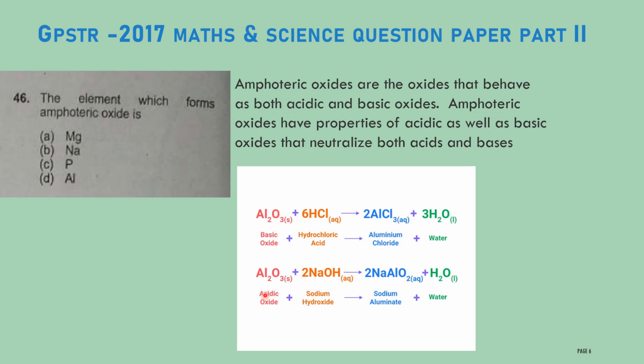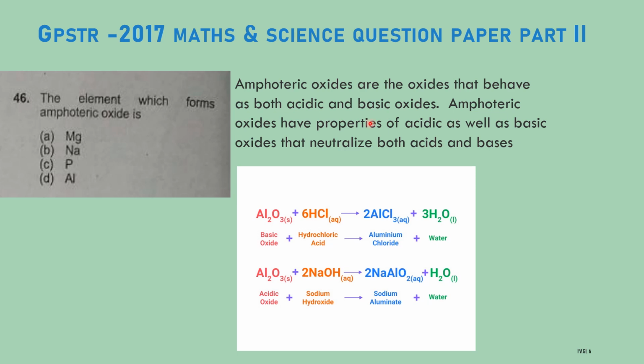Then see the second case: aluminium oxide reacts with sodium hydroxide, and you will get sodium aluminate and also water. Here the same aluminium oxide behaves as an acidic oxide, as an acid. Sodium hydroxide is a base, and both combine to form sodium aluminate. This is also a salt, and this is also an example of a neutralization reaction. Aluminium oxide reacts with sodium hydroxide base, and you get sodium aluminate as a salt and also water.